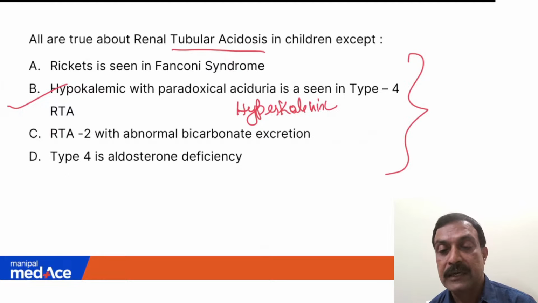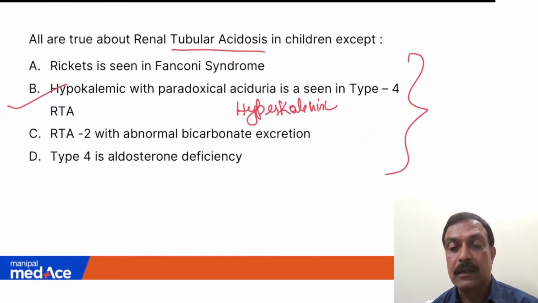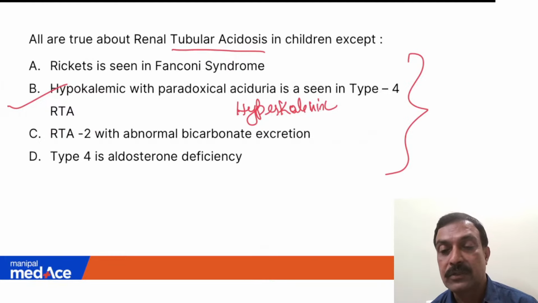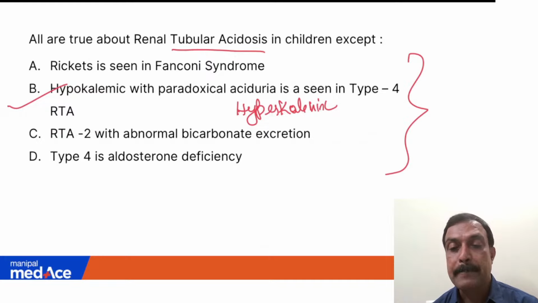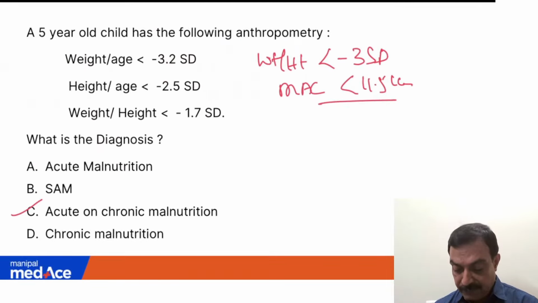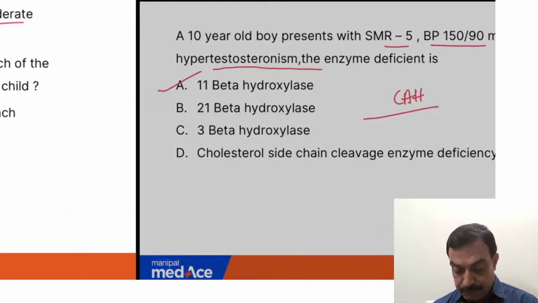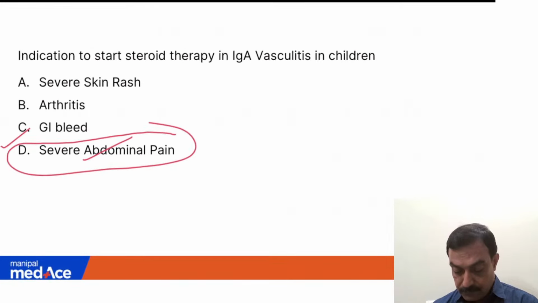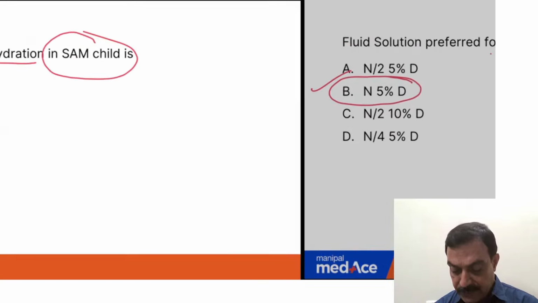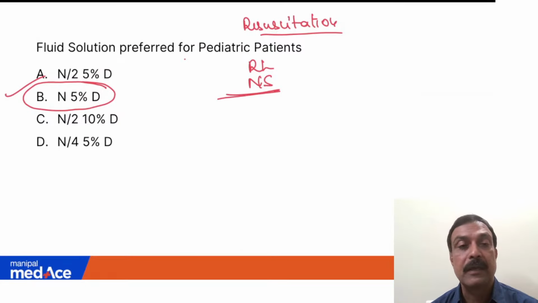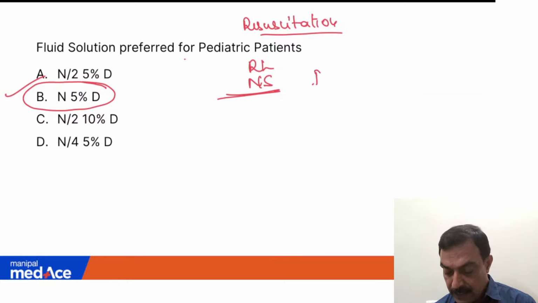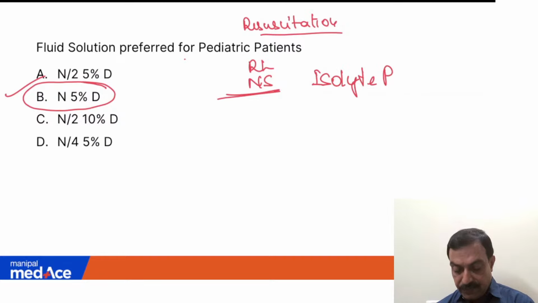A few questions are there by Dr. Abdul Hanan, who has asked about no resuscitation. I think it is only fluid. If I go back to that question, fluid resuscitation preferred in pediatric patients, and no resuscitation. So in that circumstance, the most preferred fluid, the normal fluid, what we say is Isolyte P. That is a pediatric maintenance fluid. Okay.